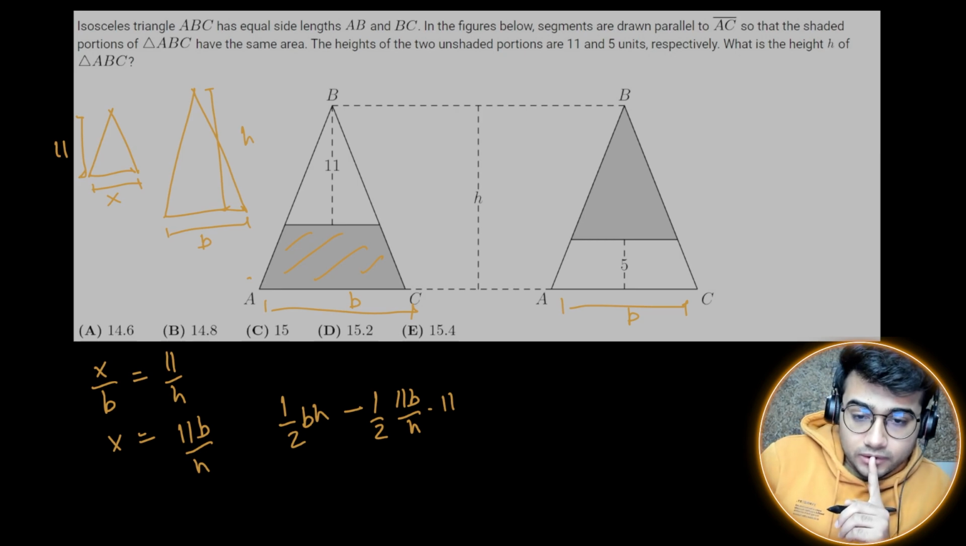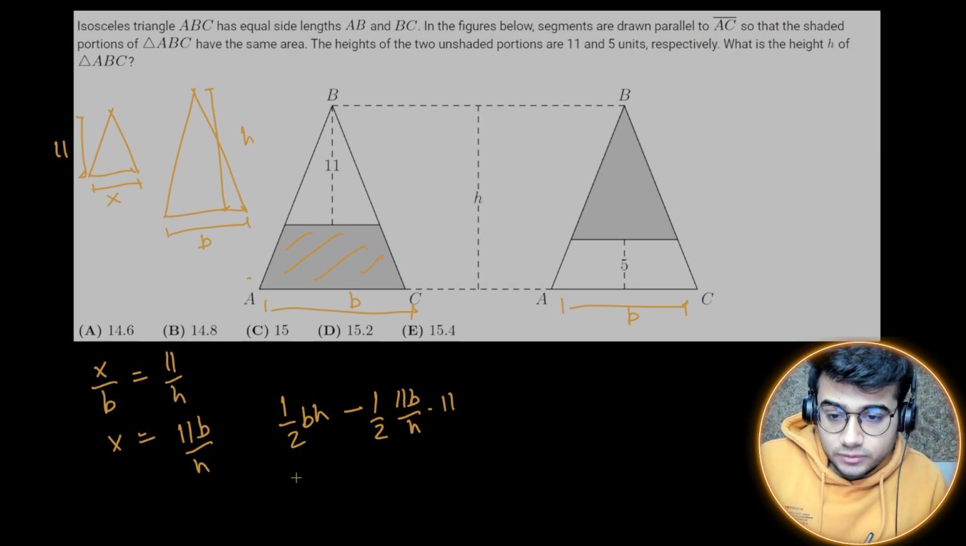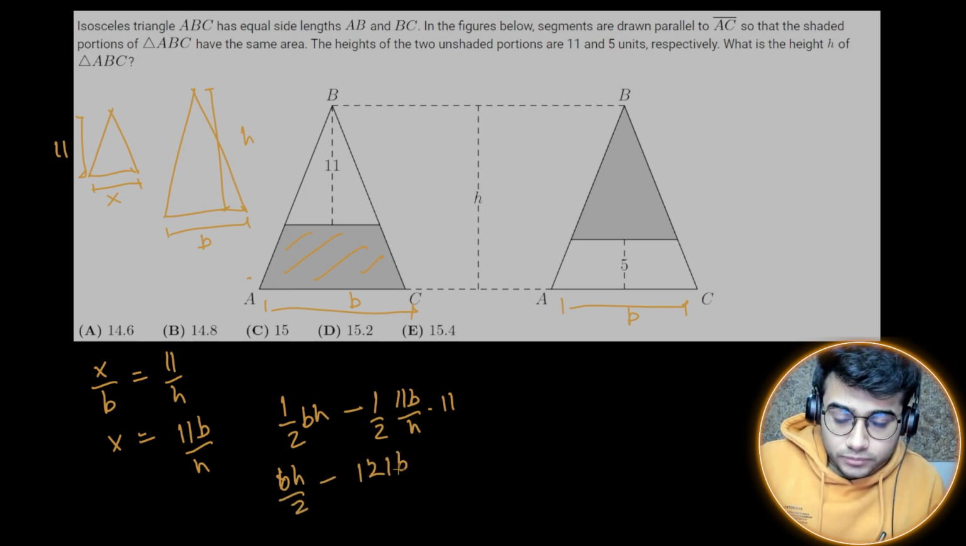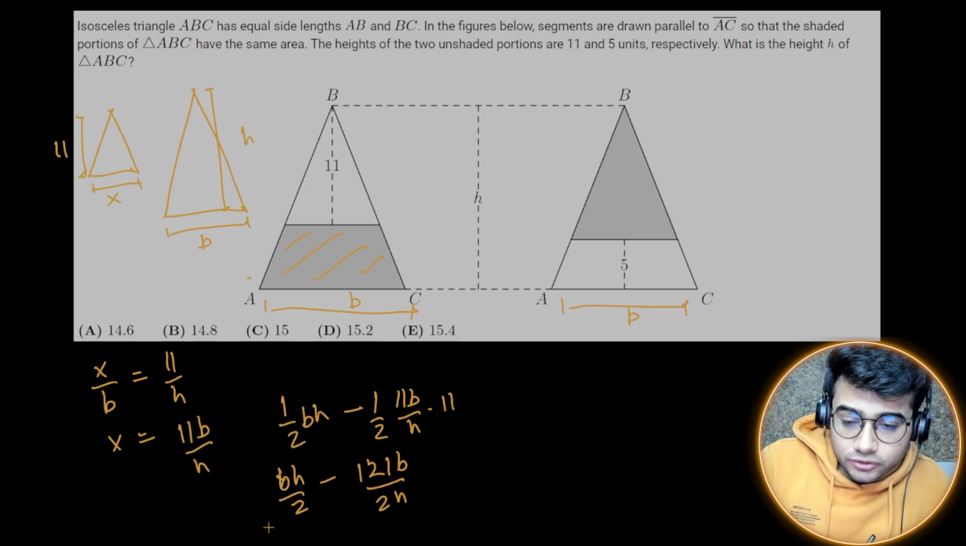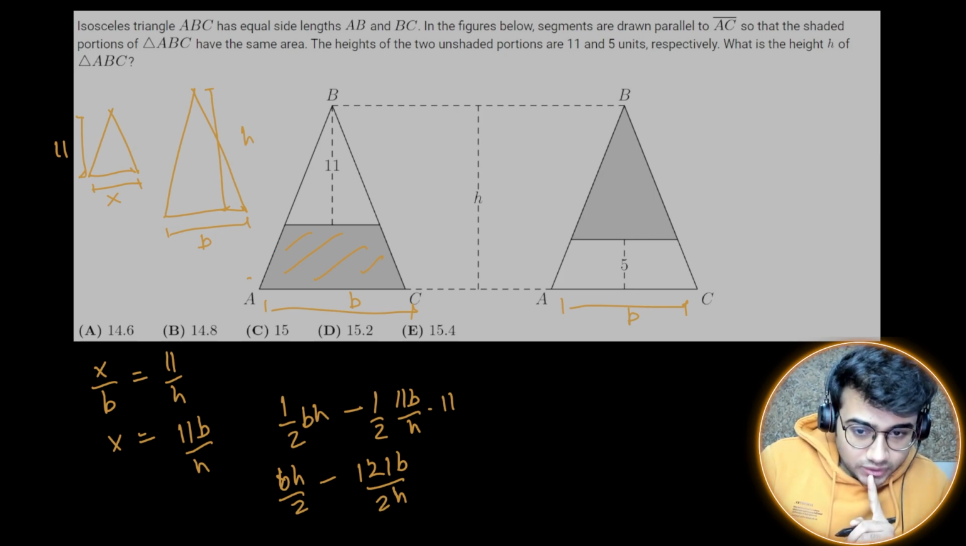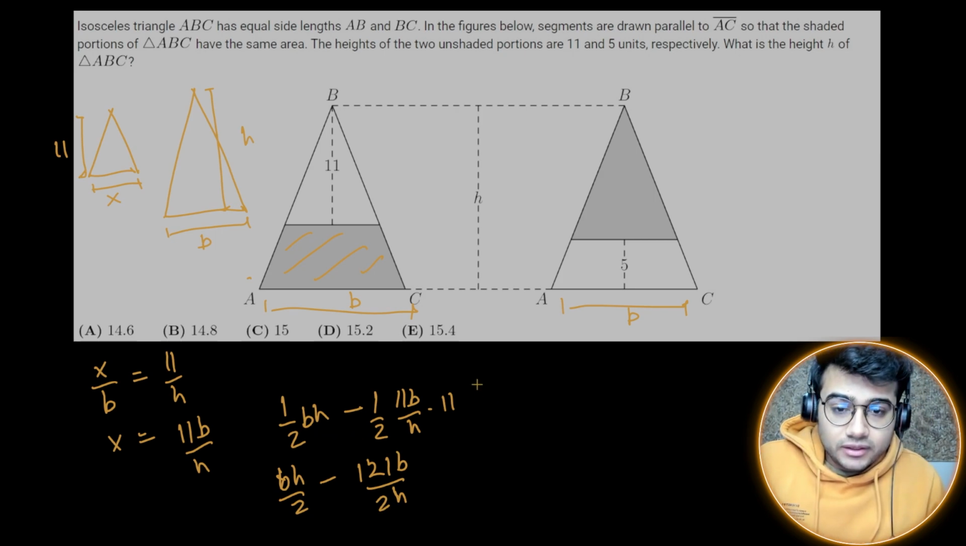We can just, first of all, simplify them. So we have BH over 2 minus 121B over 2H. So that's the area. Can we combine it to be a single term? Well, we don't really have to at the moment, but let's just keep it like that. Now let's move on to the other side.